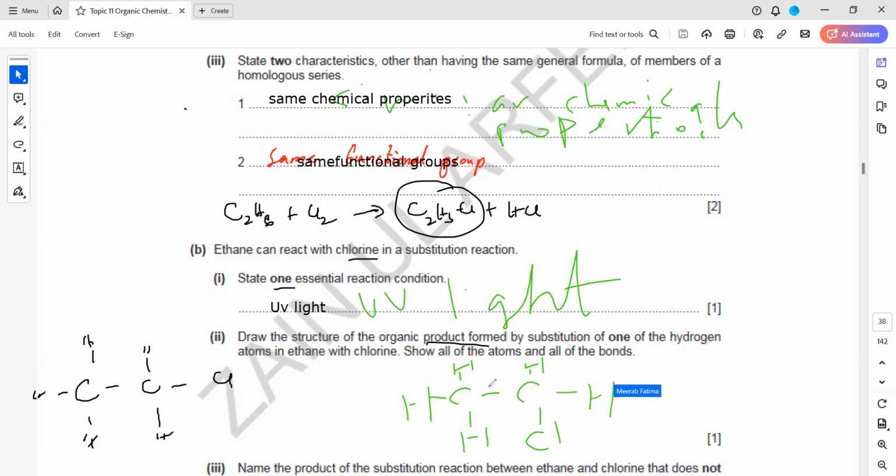Now we have to write the product, because the question says state the structure of the organic product formed. So this is ethane. We have to replace one of the hydrogens by chlorine. So one of the hydrogens should be replaced by Cl.